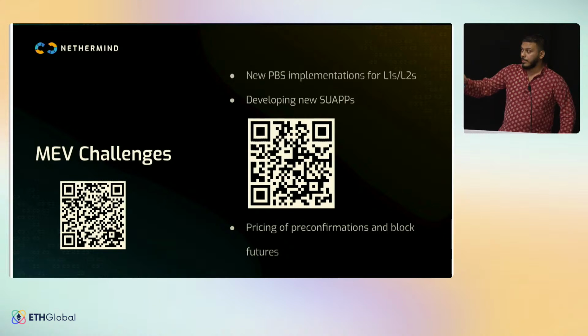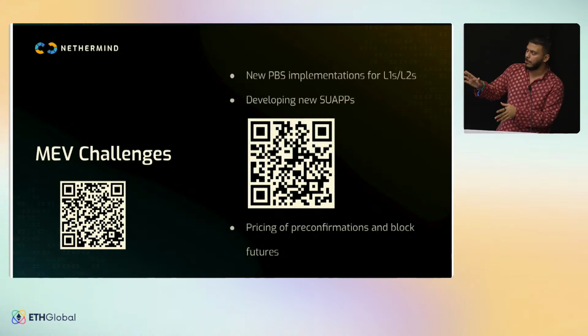Some of the bounties we have up for MEV challenges are pricing of preconfirmations and block futures. The question really is how do I calculate something that I don't know yet; it's looking to the future and pricing it back. If you have an interest in economics or any of those, please come talk to us.